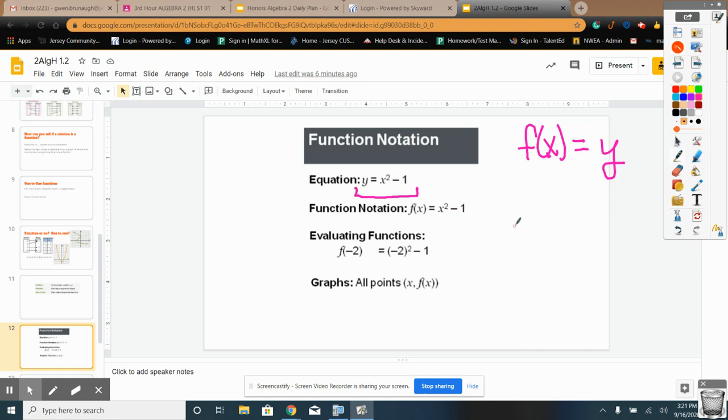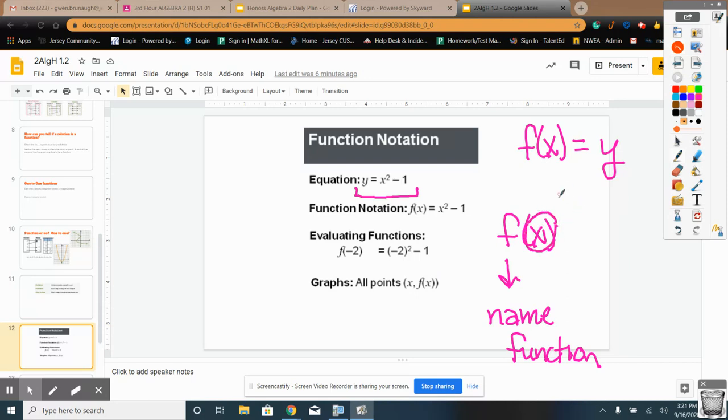So when you have f of x, what does this mean? F is the name of the function. We're not very creative. It's like the name of the machine. So that way, if you're dealing with two different rules, maybe one you called f of x and one of them you call g of x, you'll know which one you're talking about.